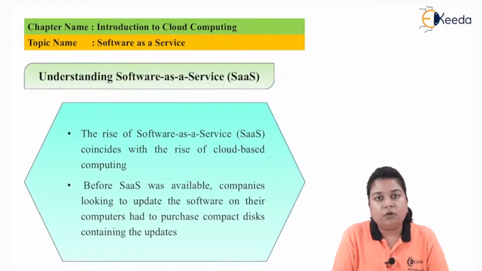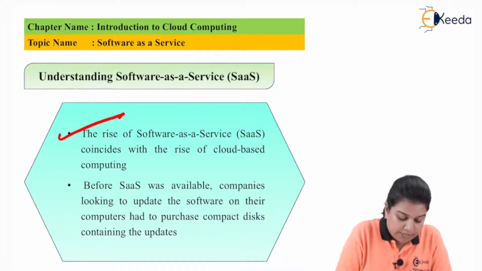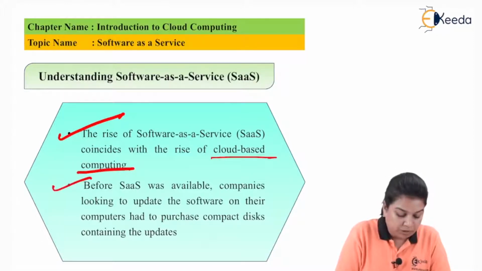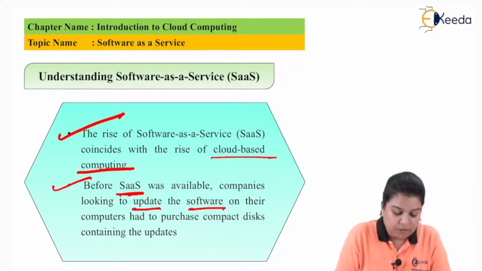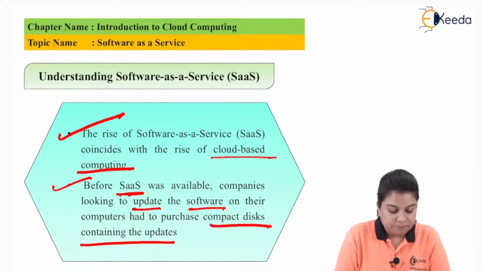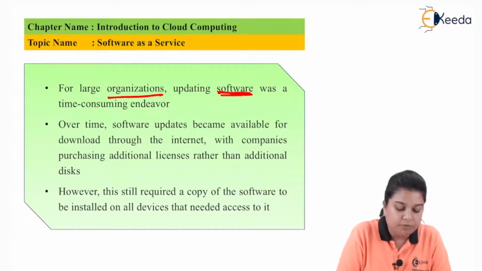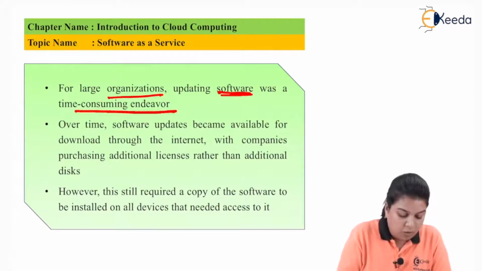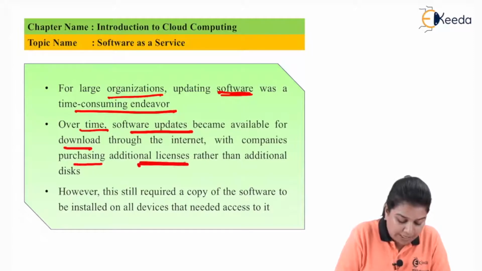Now, understanding what is software as a service. The rise of software as a service coincides with the rise of cloud-based computing. Before software as a service was available, companies looking to update the software on their computers had to purchase compact discs containing the updates. For large organizations, updating software was a time-consuming endeavor. Over time, software updates became available for download through the internet, with companies purchasing additional licenses rather than additional disks.